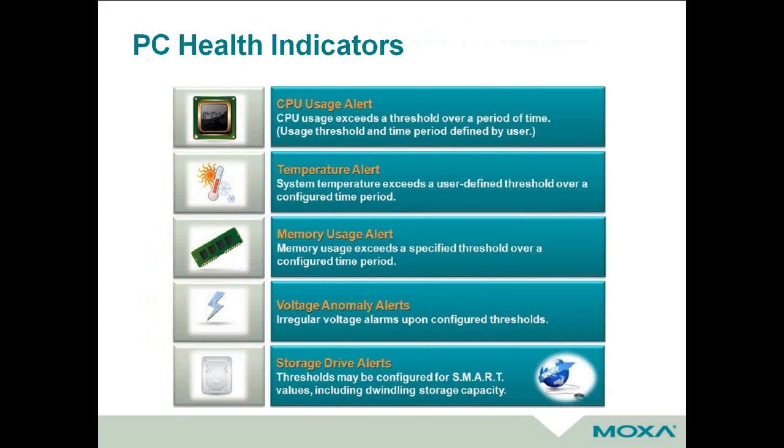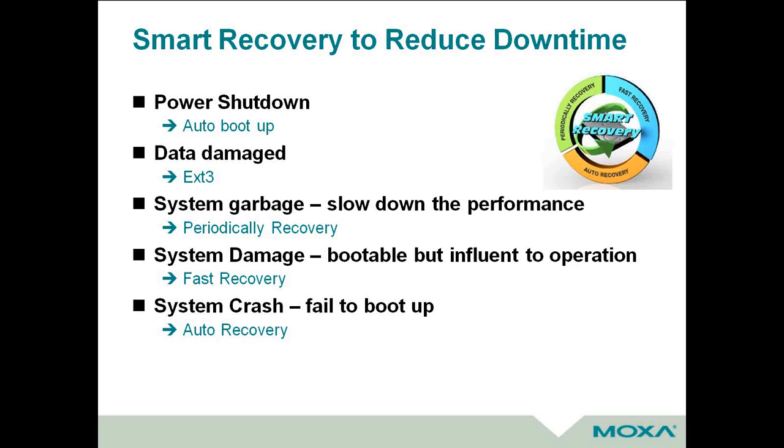Here we go, PC health indicators. Now, that embedded SNMP functionality within each panel PC or HMI is going to give you a report on CPU usage alerts, temperature alerts, memory usage, voltage abnormalities, and storage drive alerts. So if you're running low on memory and the threshold is being reached, it's going to give you a value of capacity, and you can address that in real time.